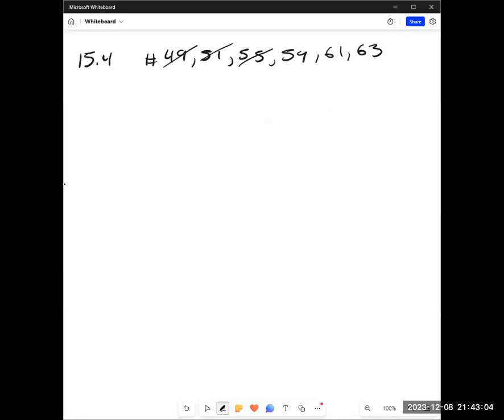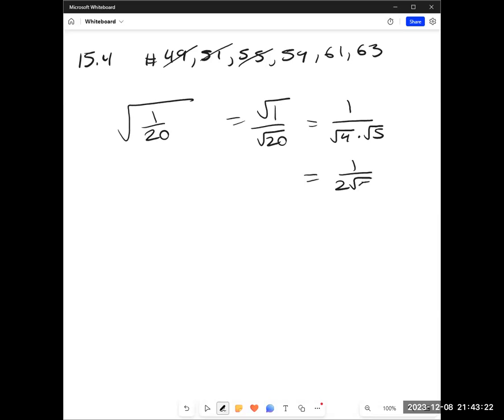Let's look now at number 59. Square root of 1 over 20. It's going to be the square root of 1 divided by the square root of 20. Square root of 1 is 1. Square root of 20 is the same as the square root of 4 times the square root of 5. It's 1 over 2 times the square root of 5. So we're going to multiply that by root 5 over root 5. It's going to give us square root of 5 over 2 times 5, which is the square root of 5 over 10.